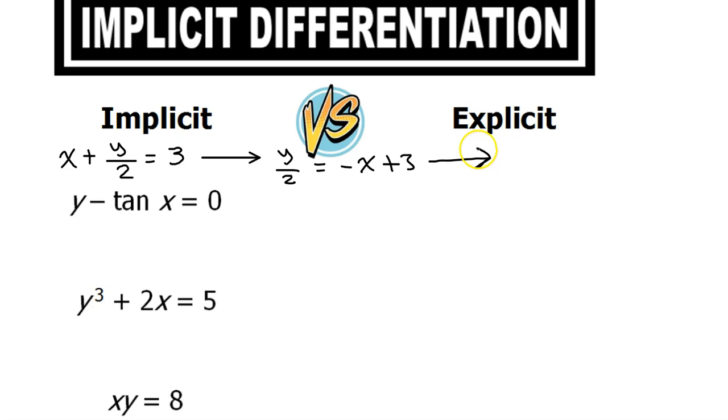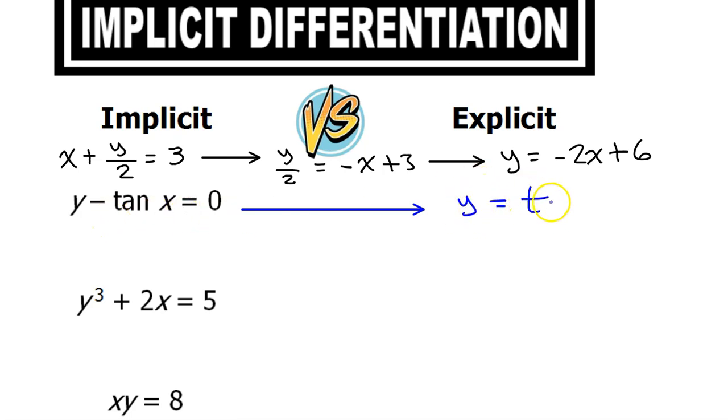And then, if you were to multiply both sides by 2, you would get y is equal to negative 2x plus 6. This is the same line, but now it's written explicitly, meaning y is by itself. Right now, this equation is written implicitly. It would be very easy to write it explicitly by adding tangent to both sides, and we get y equals tangent x. This is an explicit equation like we're used to.